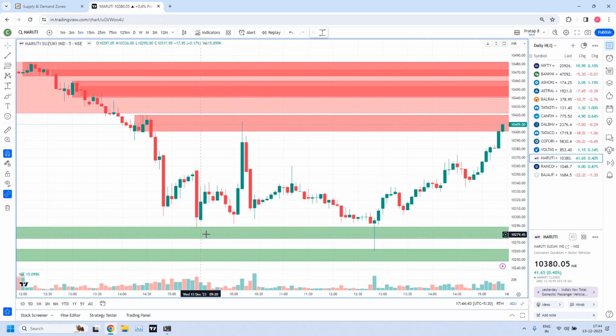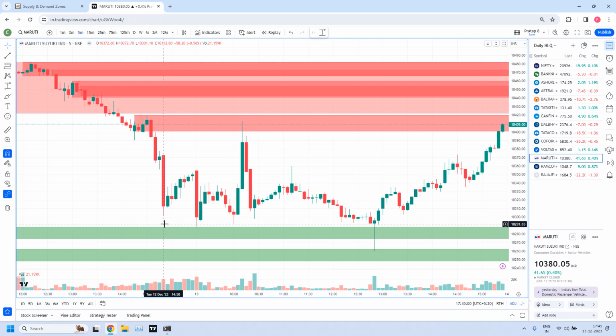This is the first entry, prices reached into this zone. The second entry almost close to this. Today, I'm talking about today. And then it reached the target. How much profit has it given? 5,650 rupees, which is 6.14% return on the investment.